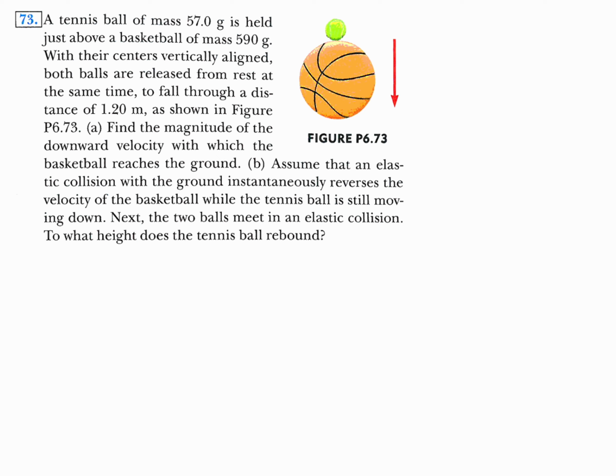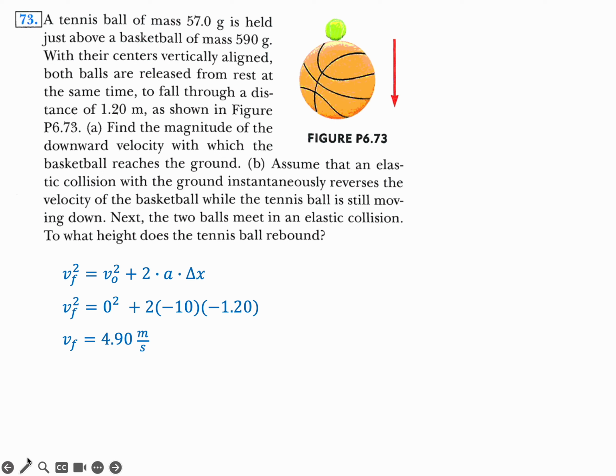All right, so for part A, just using kinematics, you could also use energy. V final squared equals V initial squared plus 2A times delta x. Plugging in negative 10 for gravity and the height is falling downward 1.2 meters, you can very quickly calculate they're going to hit the ground at 4.9 meters per second. That is the answer to part A.